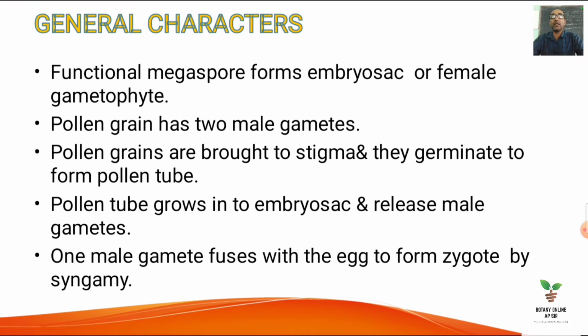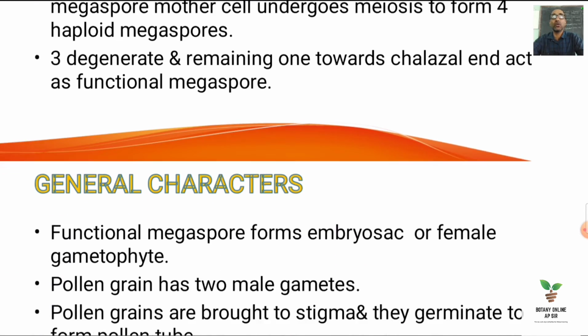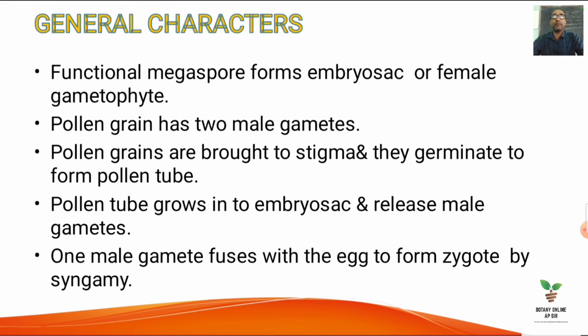Now the functional megaspore forms your embryo sac or female gametophyte. And remember, all these structures are formed where? All these structures are formed inside your megasporangium. Inside the megasporangium, the embryo sac is formed. Got it? So the functional megaspore forms an embryo sac or female gametophyte.